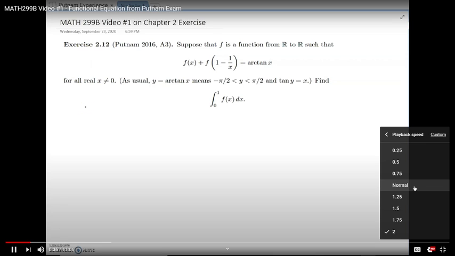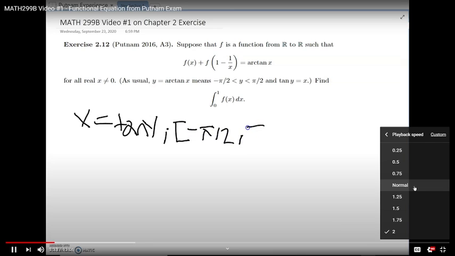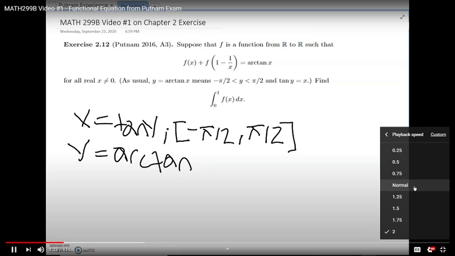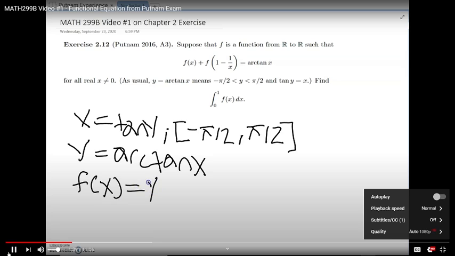So looking at this problem, they told us that y is equal to arctan x, which means that tan y is equal to x. So I'm going to write that down. It even gave us a boundary or a range for the y values. So x is equal to tan y, and then the boundary is negative pi over 2, comma pi over 2. And then we know that y is equal to arctan x. And what we also know is that f of x is equal to y.